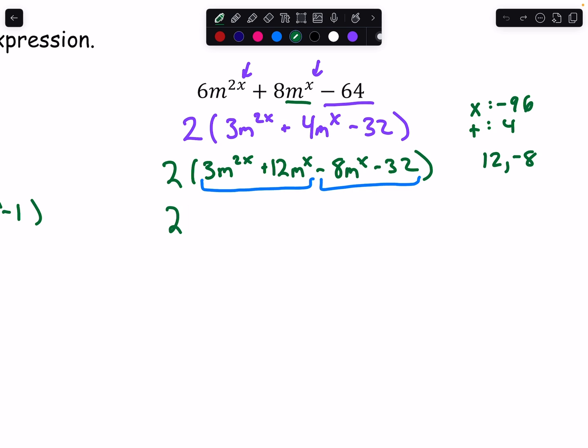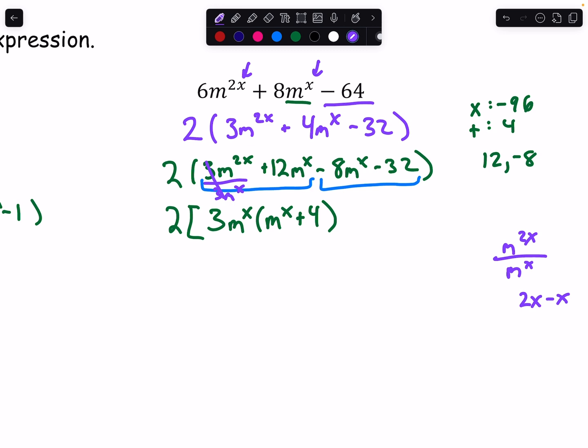Take out a GCF of 3. And what else does it share? Well, it's m to the 2x and m to the x. So it also is 3m to the x. And what's left over is just an m to the x here, plus 4. And if you're like, oh, how did you get that m to the x there? Remember, when we're factoring out, we're just really dividing. So if you divide this by 3m to the x, the 3's are gone. And then m to the 2x over m to the x, think about our exponent rules. When we're dividing, we subtract the exponents. 2x minus x is just x. So that's why it'd be m to the x.